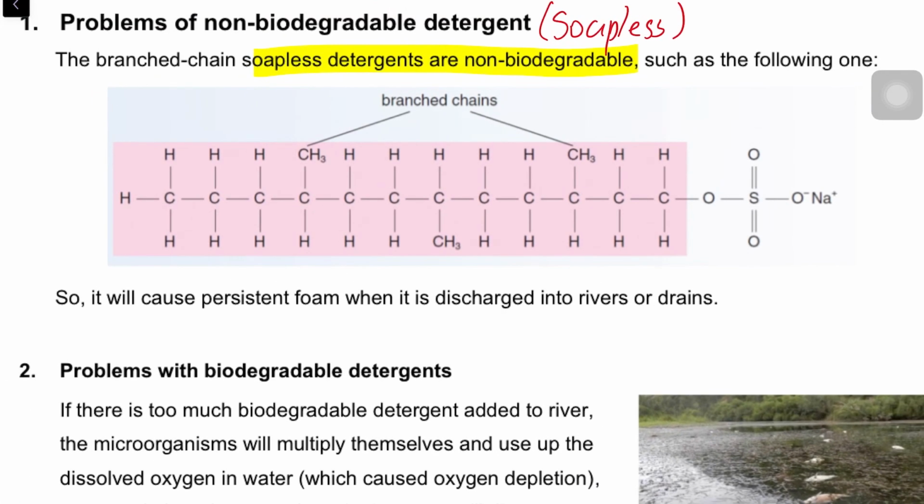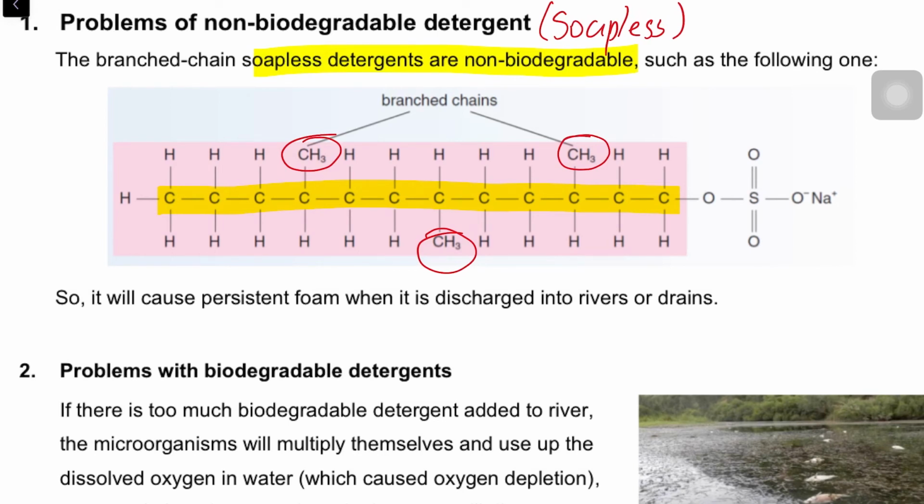Here shows a typical example, and we can say, besides the long carbon chain, there exists some branch here. You can see here are 3 branches. With the branches, this will affect the enzyme action to break down the detergent. As a result, this detergent will form a white foam in the sea or the river. It causes another type of pollution.